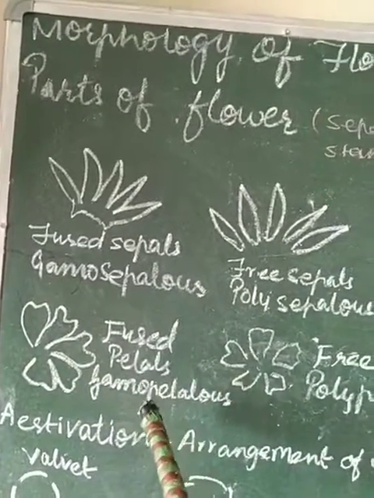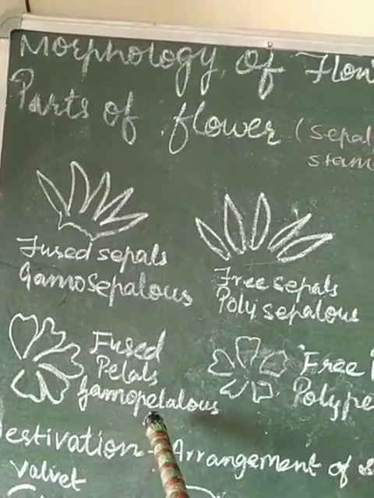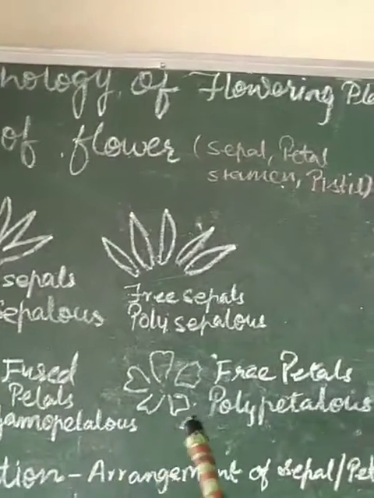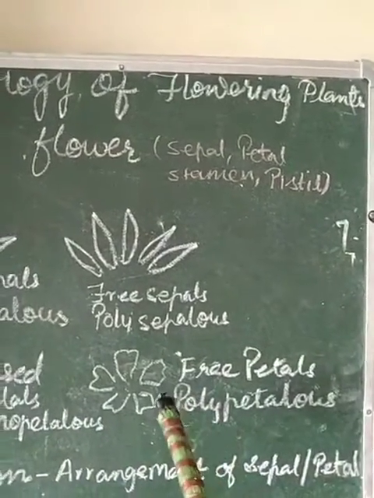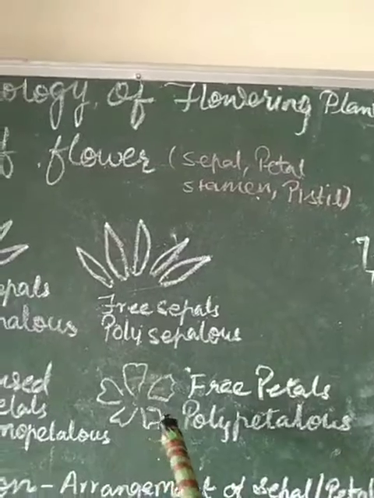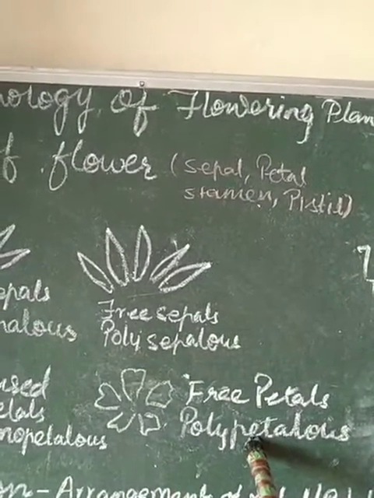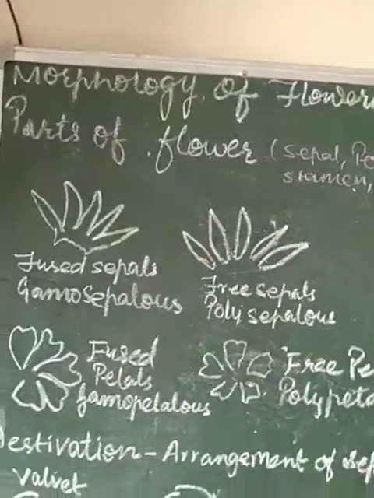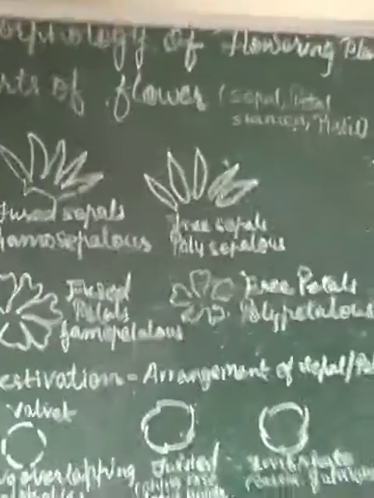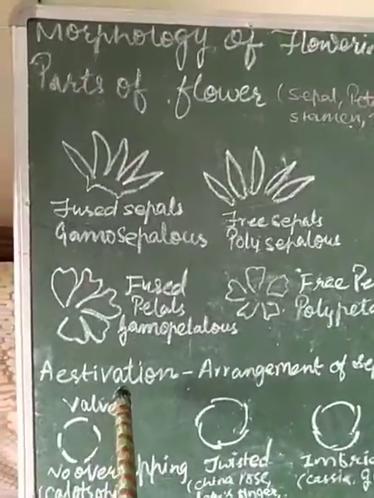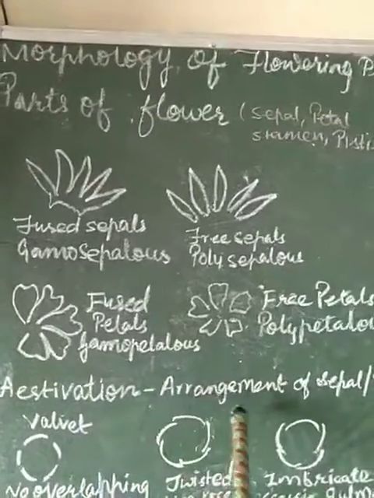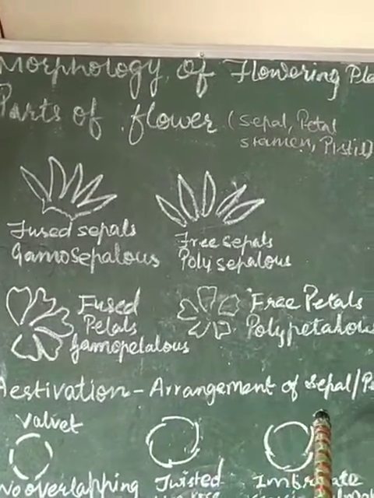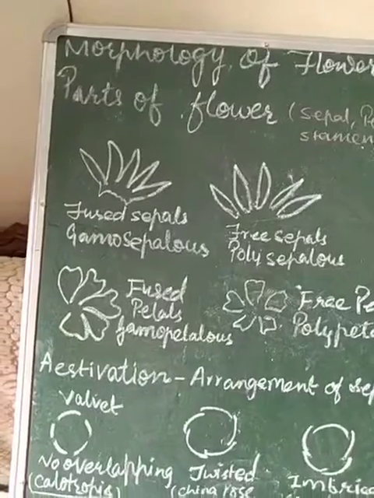then we say these are gamopetalous. And if the petals are free, not fused with one another, then we say it is polypetalous. Now the arrangement of the sepals and petals is called the estivation. Now we'll discuss the types of estivation.